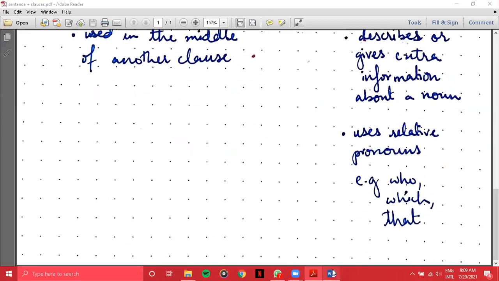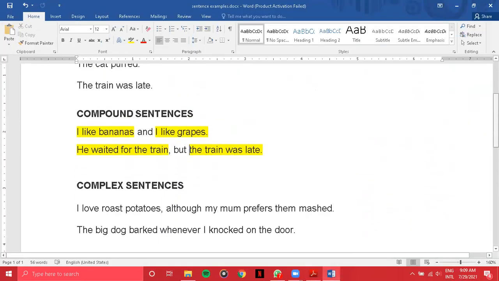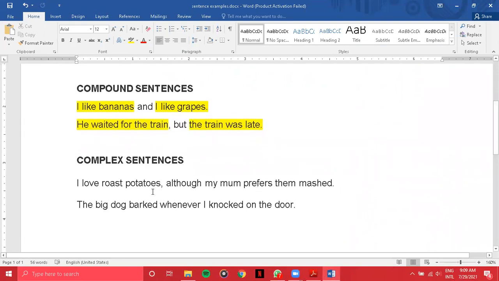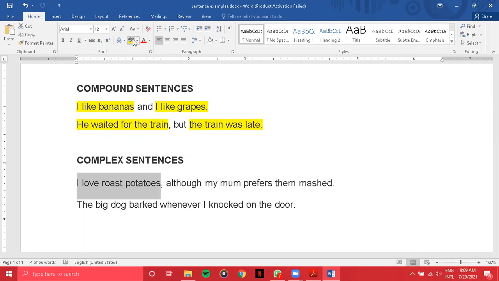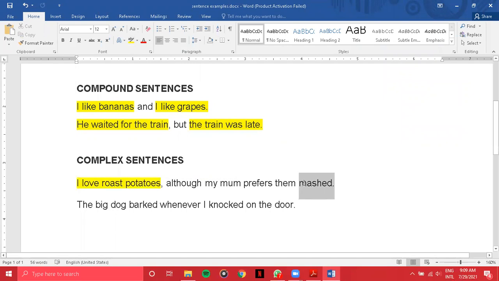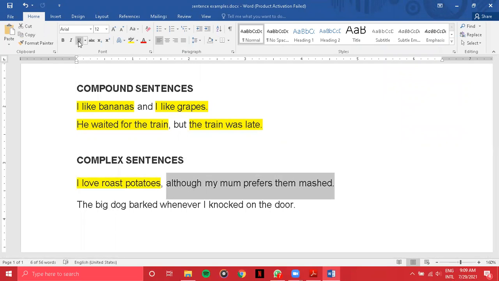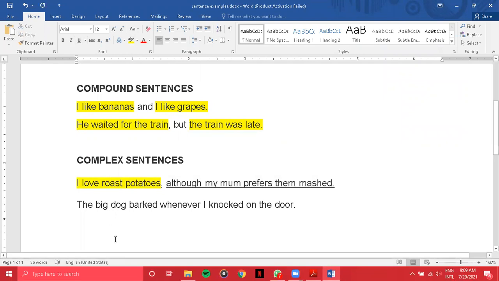Now we're just going to go through some examples for complex sentences. In this sentence, what would be the main clause? The first sentence. I love roast potatoes. Exactly. And the subordinate clause? Although my mom prefers them mashed. Over here, the main connective is the word although. Although.